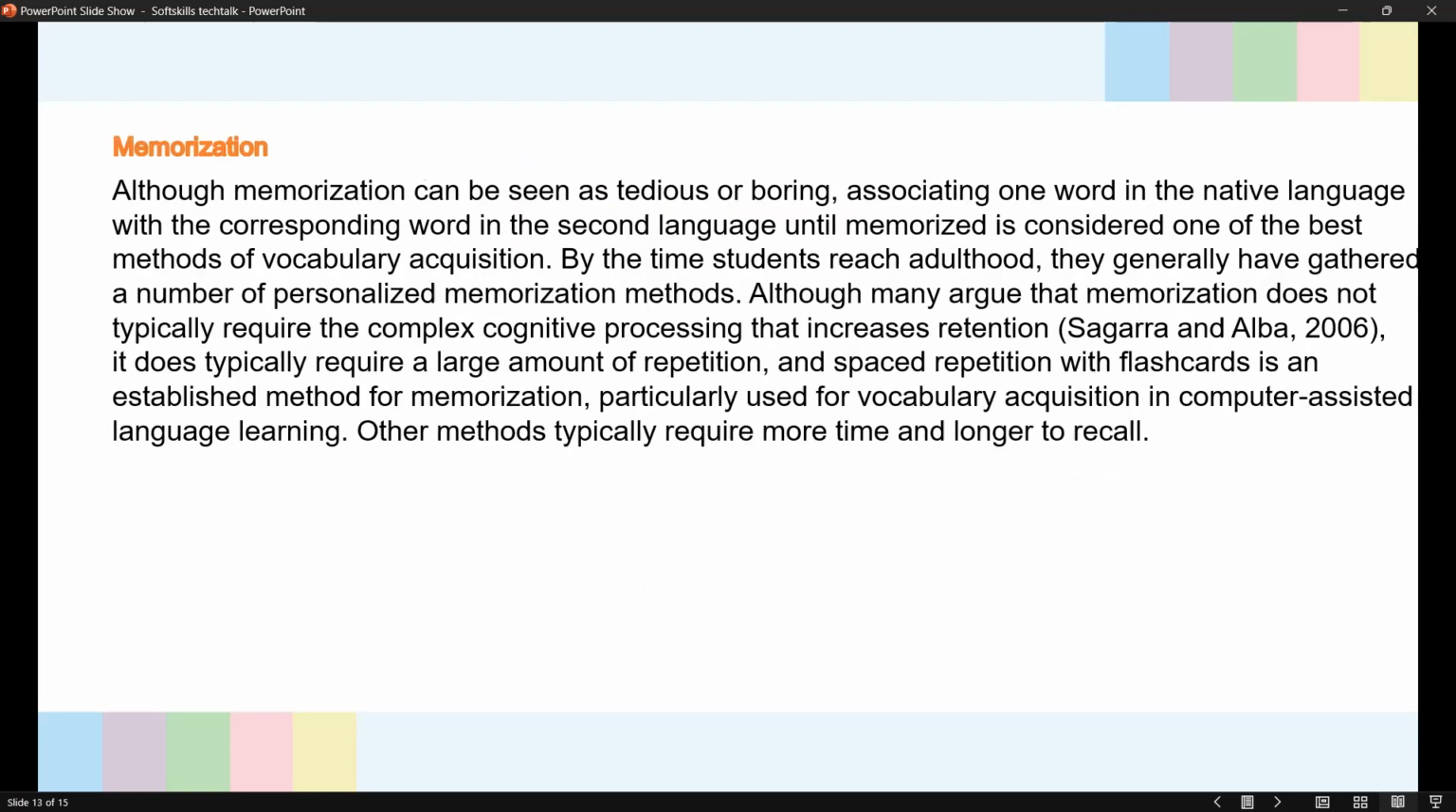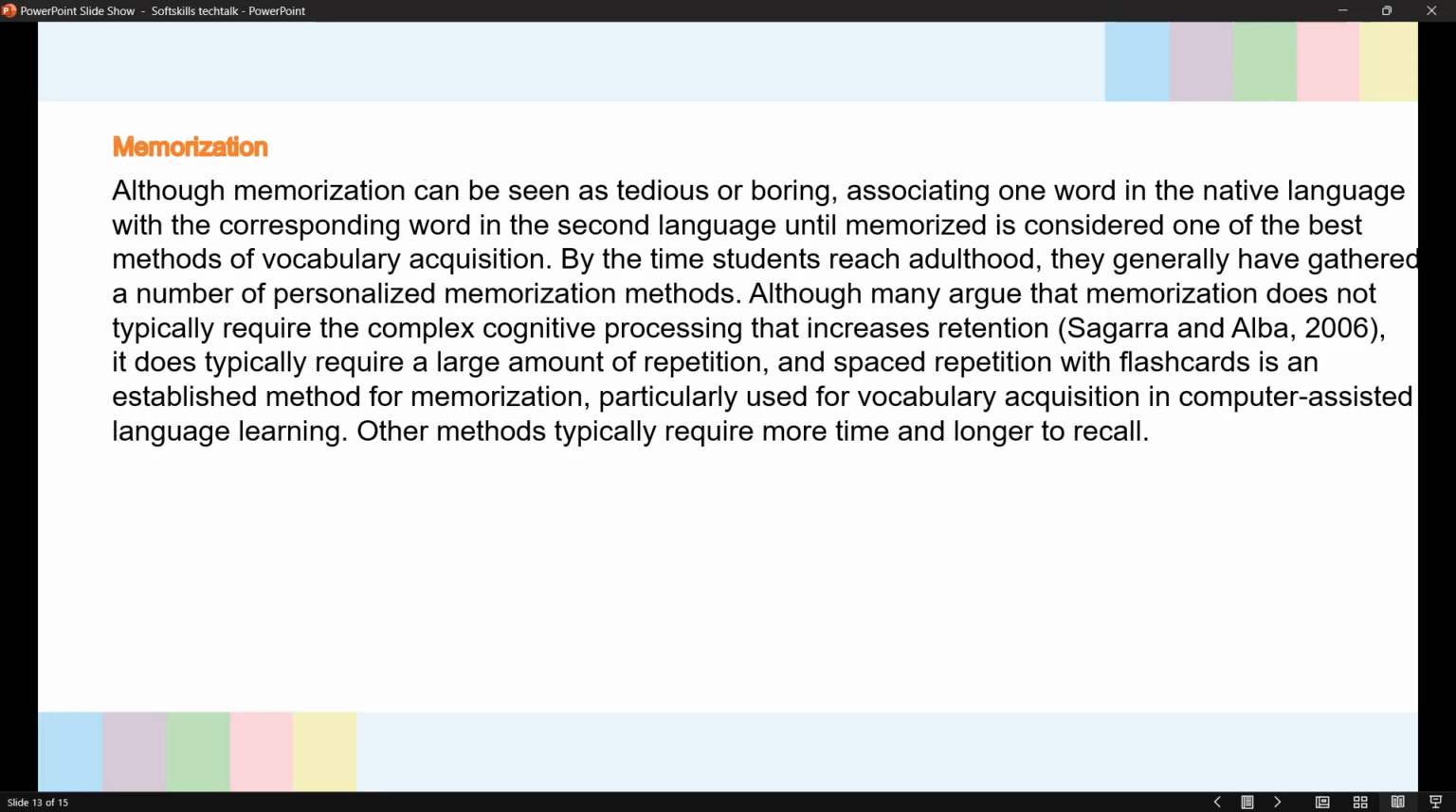Memorization. Although memorization can be seen as tedious or boring, associating one word in the native language with the corresponding word in the second language until memorized is considered one of the best methods of vocabulary acquisition. By the time students reach adulthood, they generally have gathered a number of personal memorization methods.